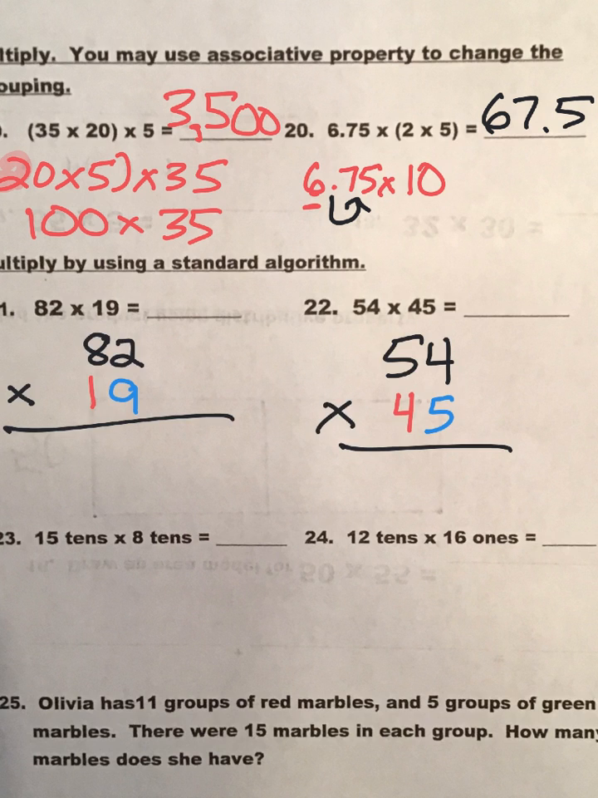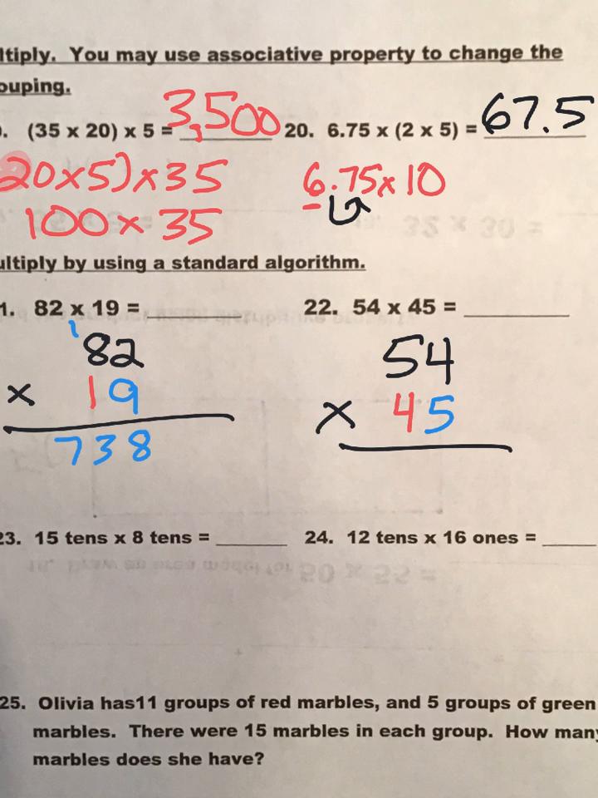For the next part, we are asked to do the standard algorithm. So I would start out in the first one multiplying by 9. So if I went 9 times 2, I get 18. So I would write down the 8 and regroup the 1. Then I would go 9 times 8 is 72, plus the 1 that I regrouped is 73.